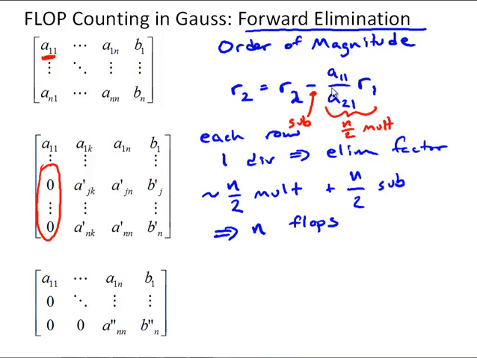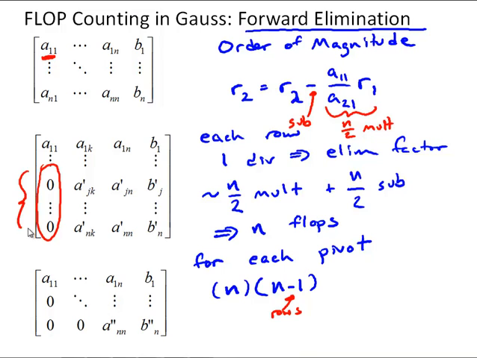And then we're going to do that for each pivot element. For each pivot element, we're going to have n flops down n minus 1 rows. For that first pivot element, we're going to go down n minus 1 rows. And then we're going to do this for n minus 1 pivot elements.